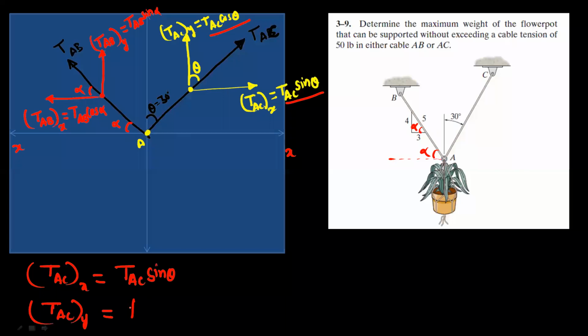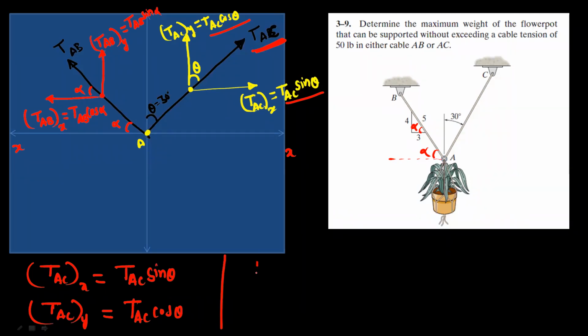Now in the calculation, whenever we write these components, I will write tension AC x component, that means this complete one. It is positive. So tension AC sin theta. Then tension AC y component is equal to tension AC cos theta. Both are positive because tension AC is in the first quadrant.